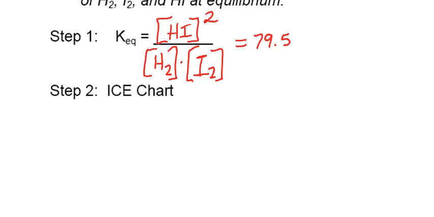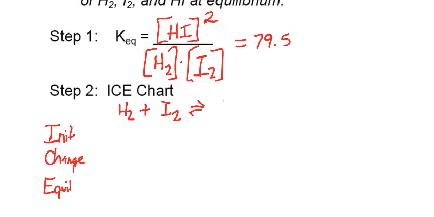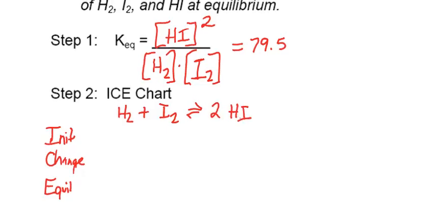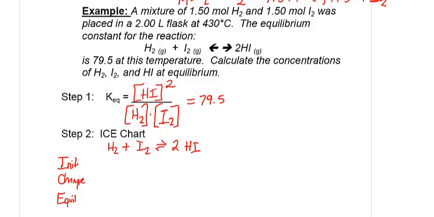Our next step is going to be to make our handy dandy little ice chart. Remember, ice, ice, baby. I stands for initial, C stands for change, and E stands for equilibrium. I'll write that in. Initial and change. We'll also want to rewrite our equation: H2 plus I2 is in equilibrium with 2 HI. Let's change colors for clarity's sake. Remember back up here we calculated what our initial or starting concentrations were. We had 0.75 molarity of H2 and 0.75 molarity of I2. HI was not mentioned at the beginning, so we can assume that we had 0 of that at the beginning.